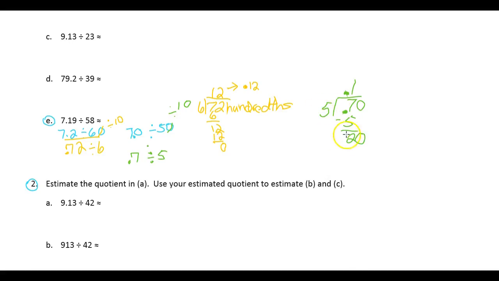I know that 5 times 4 would get me 20. And so this one right here is 14 hundredths. This one right here is 12 hundredths. So they're both pretty close to each other. Both are accurate as far as estimates because we're pretty close.